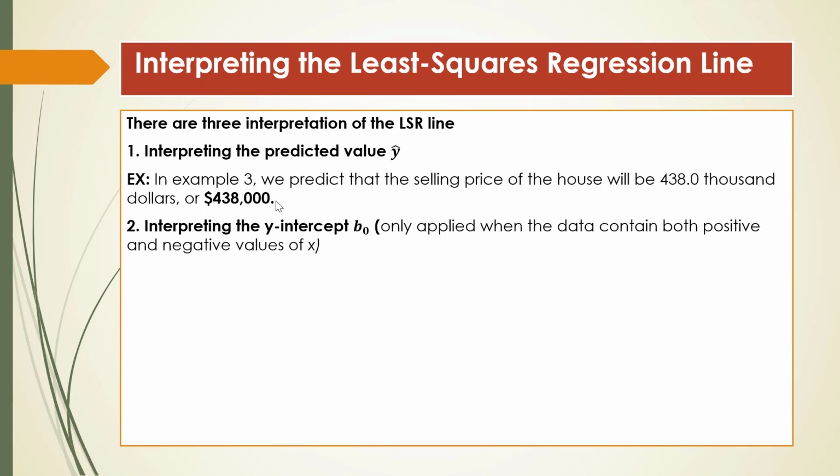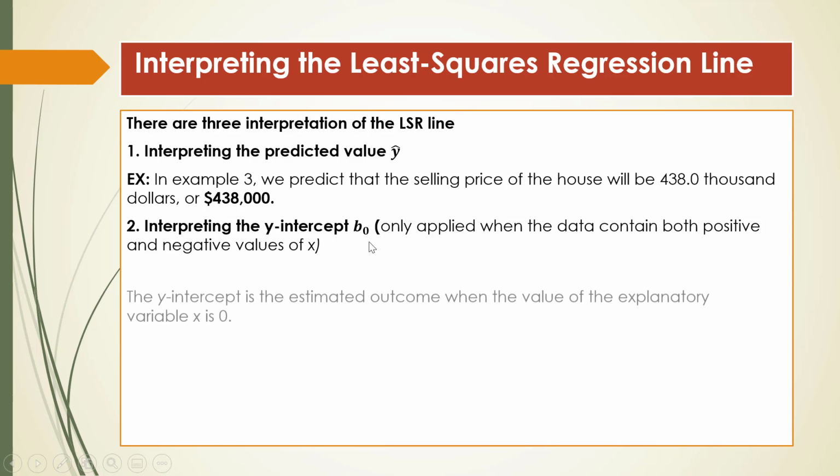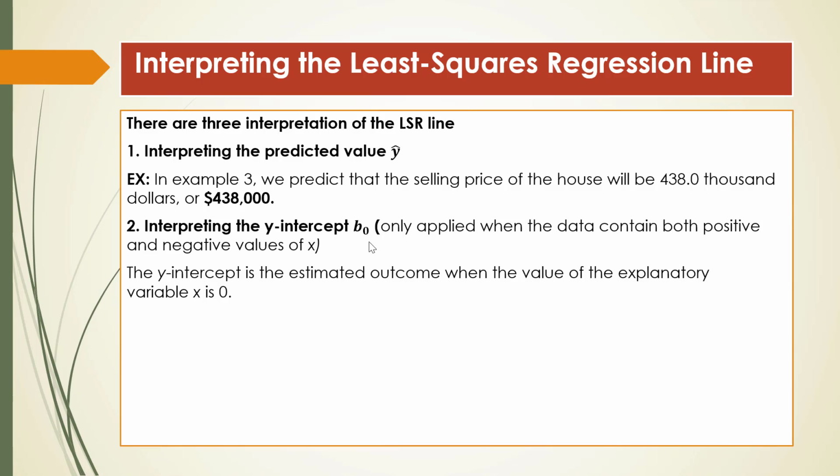The second interpretation is the y-intercept b naught, and this interpretation is only applicable when the data contain both positive and negative values of x. The y-intercept is where the line crosses the y-axis. So the y-intercept here is the estimated outcome when the value of the explanatory variable is 0.